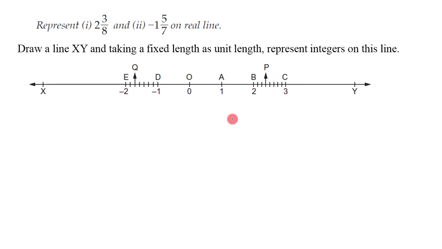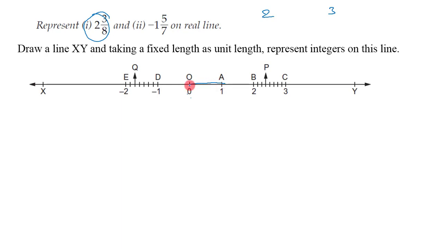Here 2 whole 3 by 8. 2 whole 3 by 8 means what? This number 2 whole 3 by 8 lies between 2 and 3. So firstly we need to draw a number line and take a point O as 0 and a unit length we have to take.